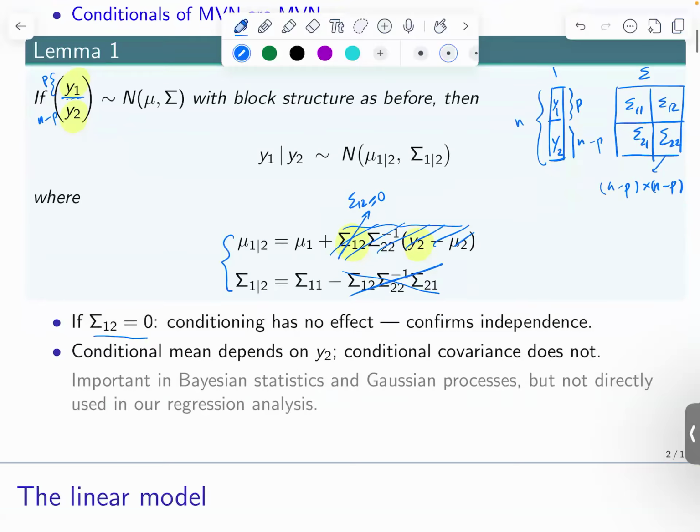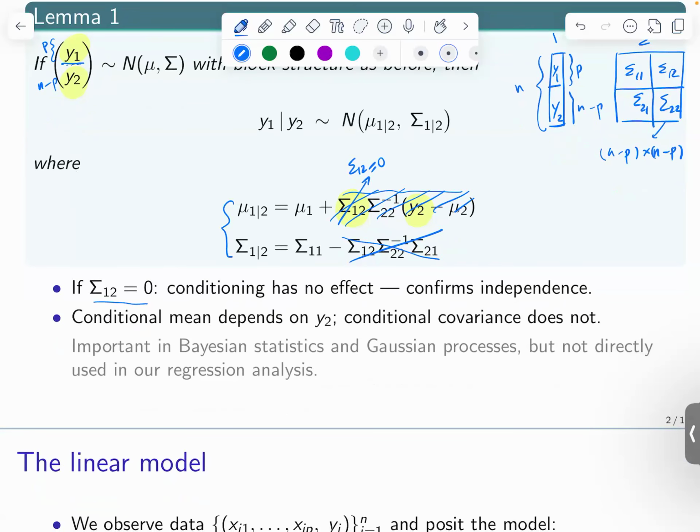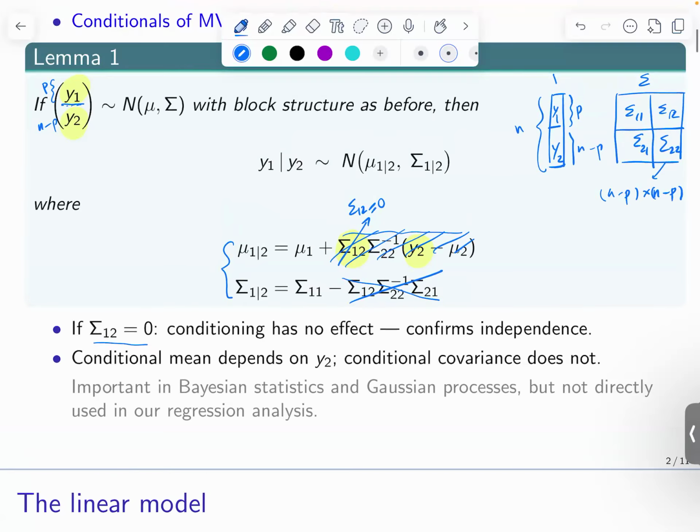Okay, but in general, if sigma 1,2 is non-zero, there is a non-trivial conditional dependence structure, and it's very useful in Bayesian statistics, Bayesian regression, Gaussian processes, and so on. But we're not going to spend too much time on it in this course, so I'm going to basically conclude the discussion here. So any questions about this? Multivariate normal distribution? Random variables, random vectors.